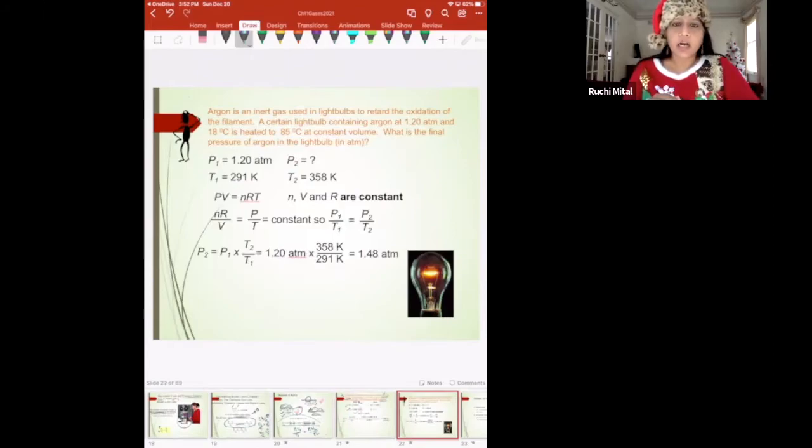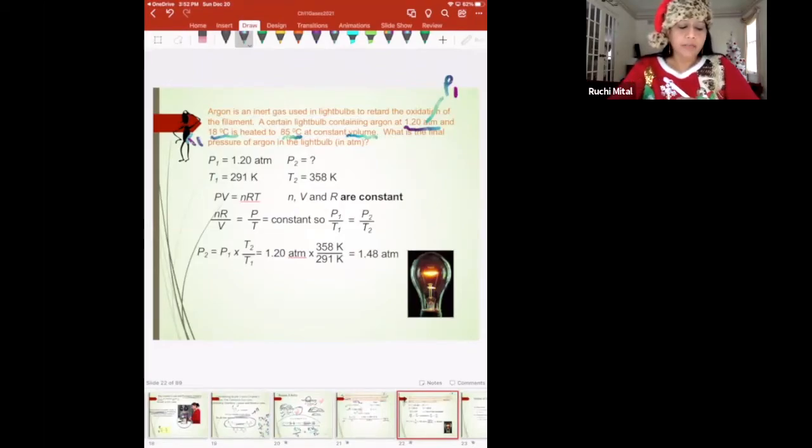A certain light bulb contains argon at 1.0 atm and 18 degrees Celsius. Okay, so identify your variables. This is going to be my P1. This is going to be a T1. Again, degrees Celsius, make sure you're converting into Kelvin, is heated to this. So that is my T2 at a constant volume.